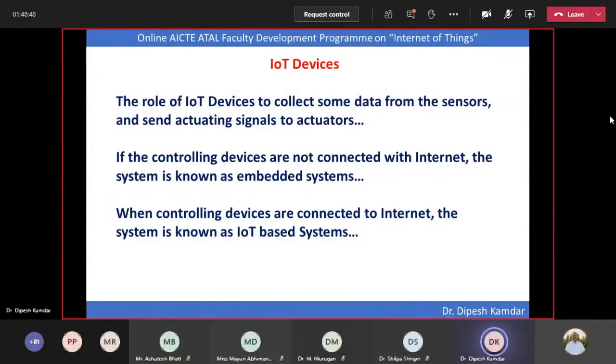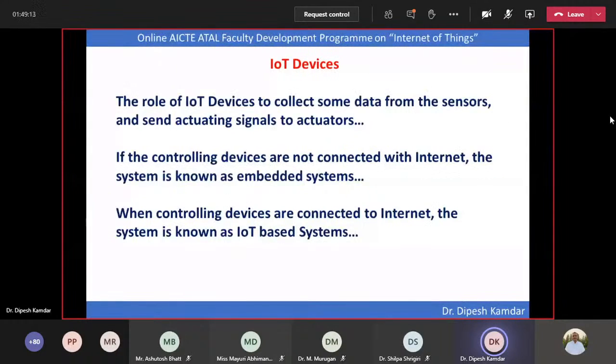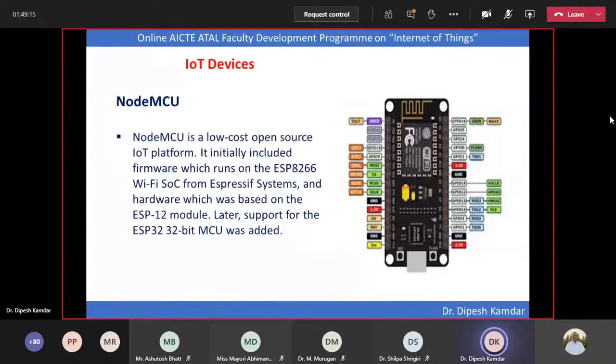If your controlling device is not connected with the internet and it takes local decisions, then you can say that it is a kind of embedded system. And if you are connecting your devices with the internet, then you can say that it's a kind of IoT based system. Sometimes people get confused between NoT and IoT, so I would like to clarify that.